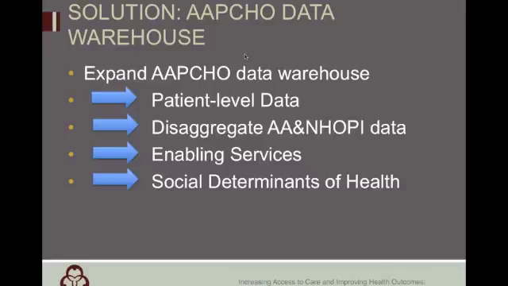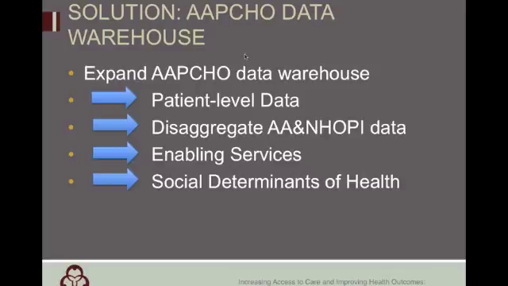Finally, we need to collect patient-level data together, as many national data sources out there, including the UDS, do not collect data on the patient level, particularly with AA&NHOPI disaggregated data, but only on the CHC level. Okay. One of APCHO's solutions to this data problem is to expand our data warehouse that collects all the required data, including patient-level data, with disaggregated AA&NHOPI subgroups, as well as enabling services and social determinants data.